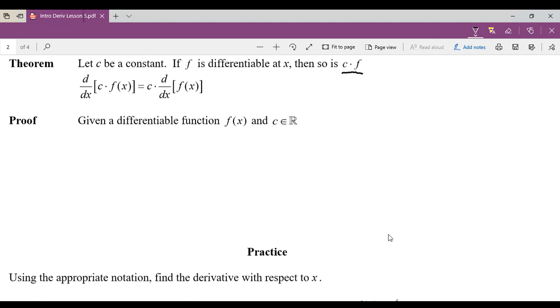You can almost think of this as a constant can be moved through a derivative, much like a constant can be moved through a, what do you think? A limit, right? So the proof of this is really not too bad here, so we'll do it.